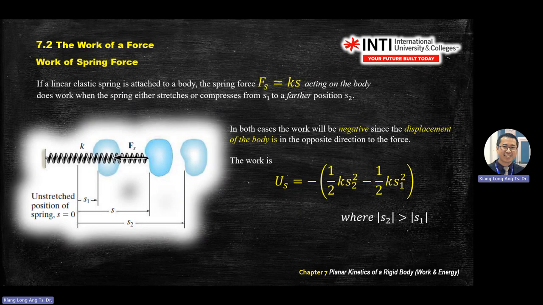So to come to this, actually there's a differentiation and integration from here to here, but we just keep the process. You just apply this equation. Okay, or when you rearrange the equation, you can actually write half k x1 squared minus half k x2 squared, in this case where your s2 is more than s1.